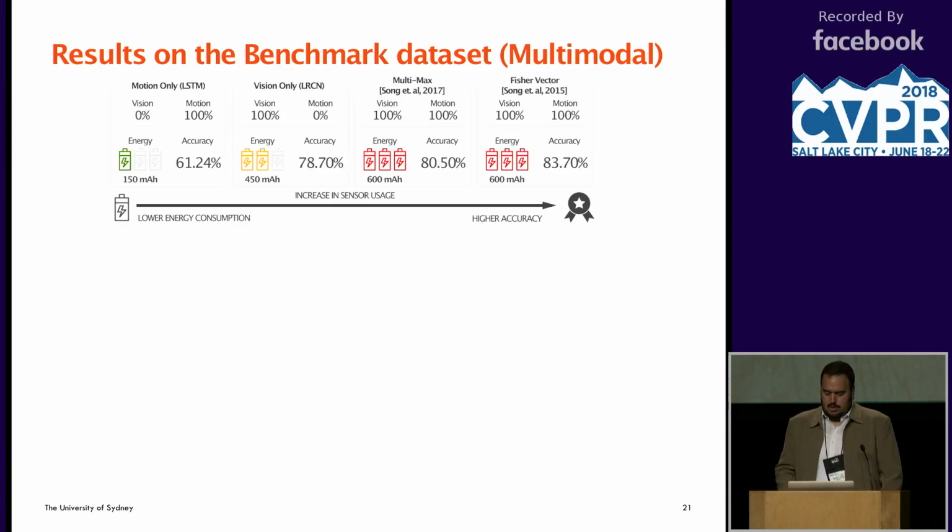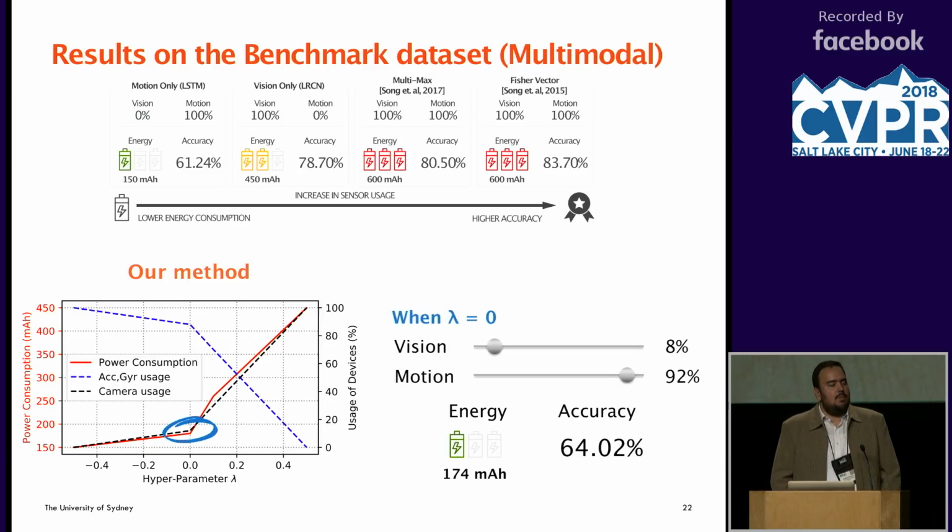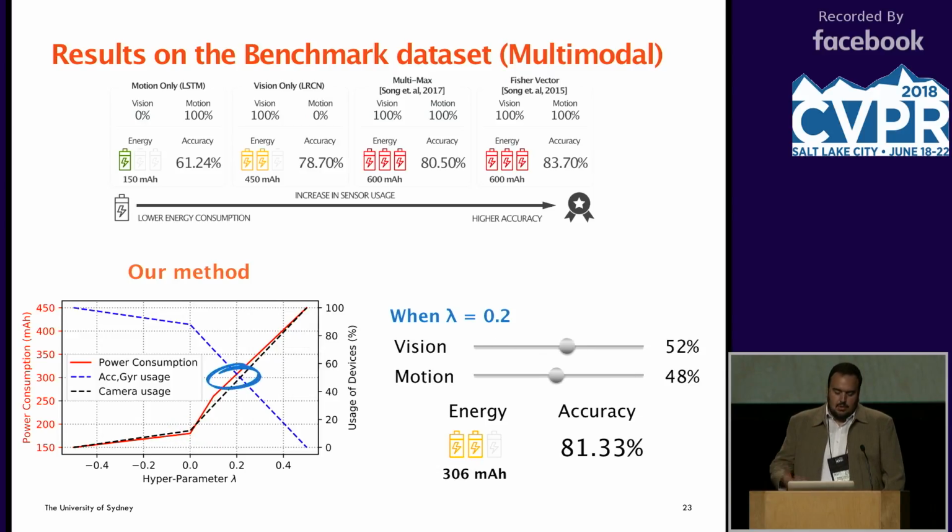lambda of our framework. So if we take a look at that, we have this plot of the power consumption against the usage of devices for different values of lambda. So what happens when lambda equals 0? We have a policy that is very conservative. We have 92% of motion usage and 8% of vision usage, but that small vision usage is already able to increase the accuracy by 3% when compared to the motion-only approach, and that at a cost of 24 million per hour of energy. Let's increase lambda a little bit.